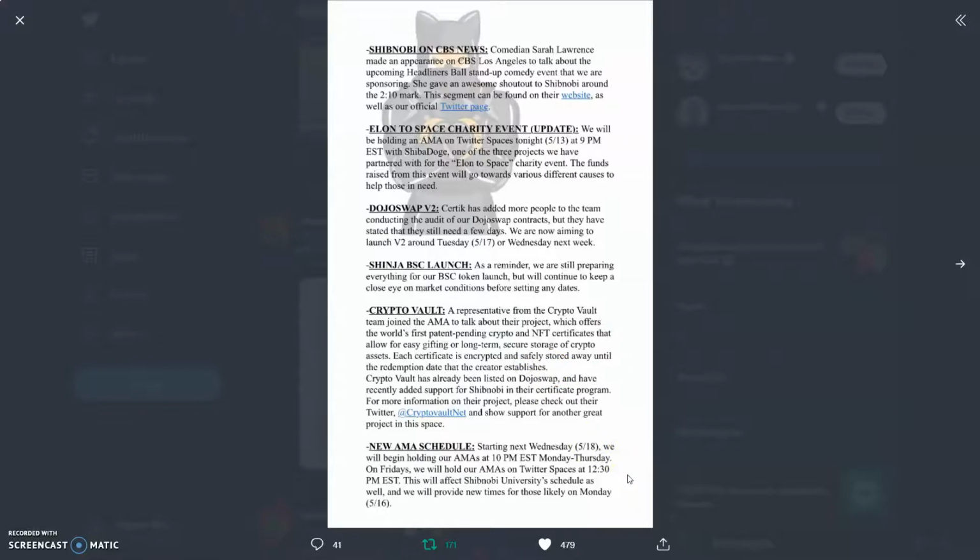Crypto Vault has already been listed on DojoSwap, so that's a partner of ours, and have recently added support for Shinobi in their certificate program. That's epic. For more information about their project, please check out their Twitter at CryptoVault.net. So go ahead and give them a like and retweet. Let them know Crypto Rico said what's up, all right?